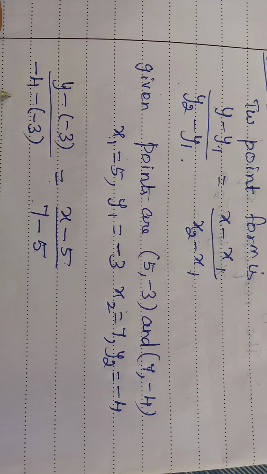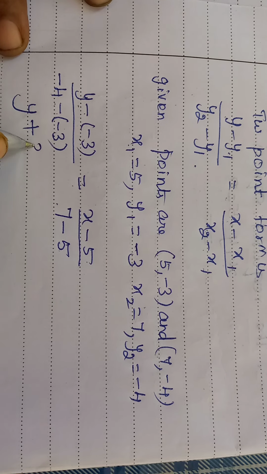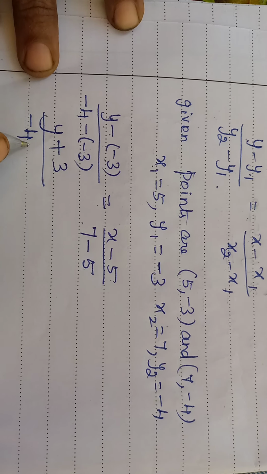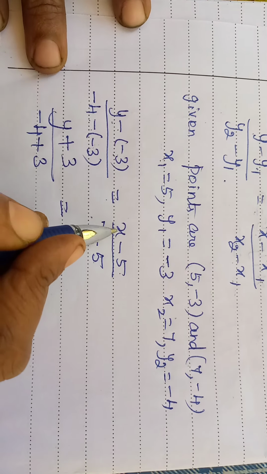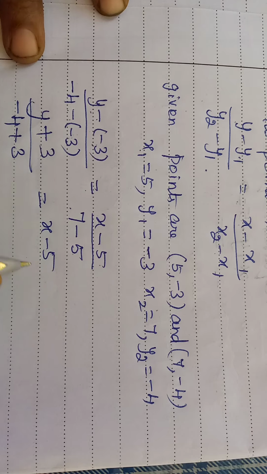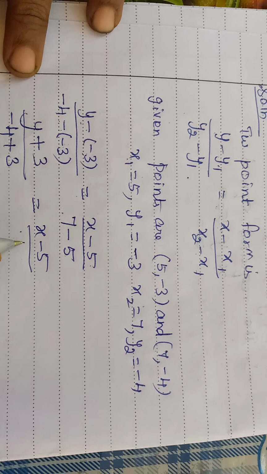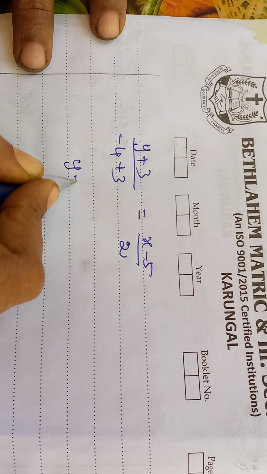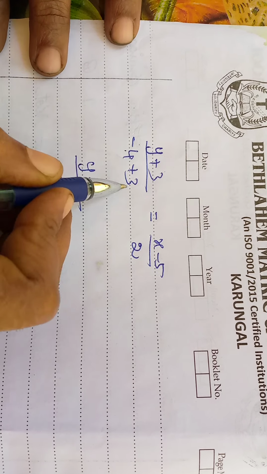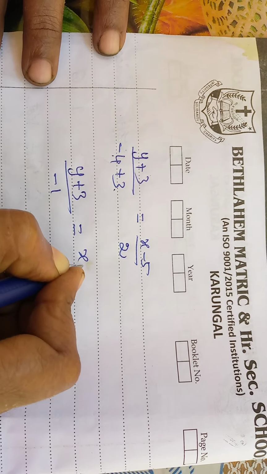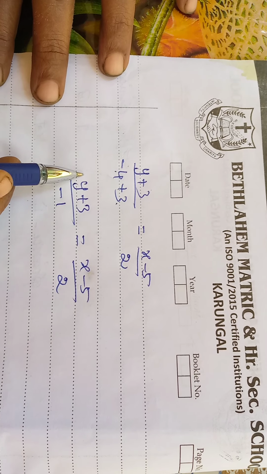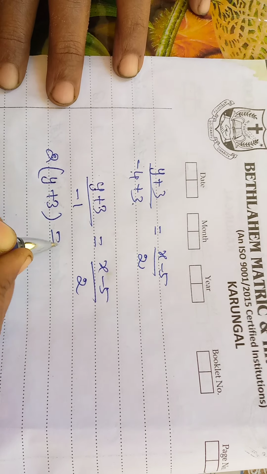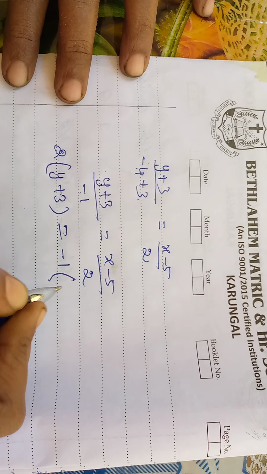So we get y minus (minus) plus 3 by the denominator value minus 4. Here minus into minus plus 3 is equal to x minus 5 divided by 7 minus 5 is 2. What is 7 minus 5? 2. Okay, so y plus 3 by minus 4 plus 3, we have minus 1, equal to x minus 5 by 2. Cross multiply it, so we get 2 into y plus 3 is equal to minus 1 into x minus 5.